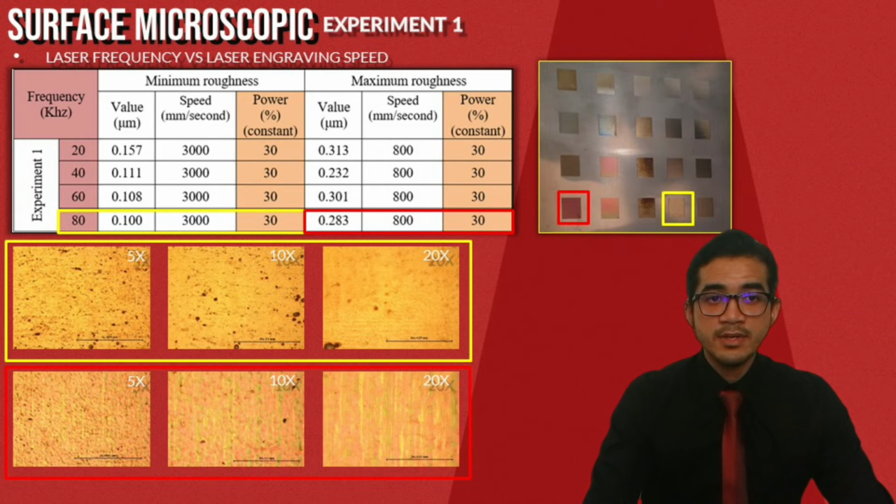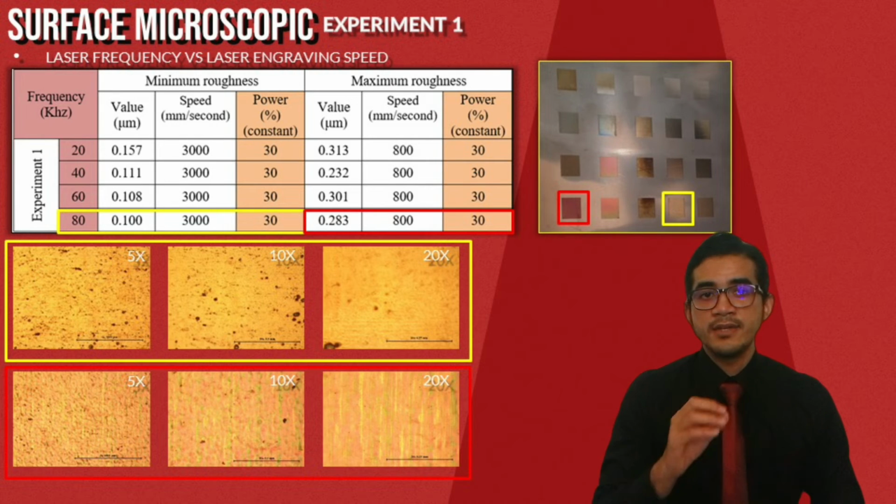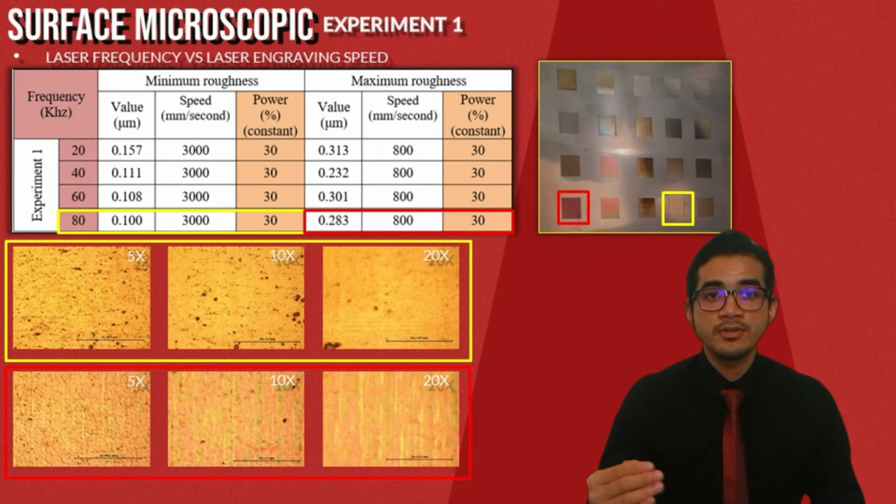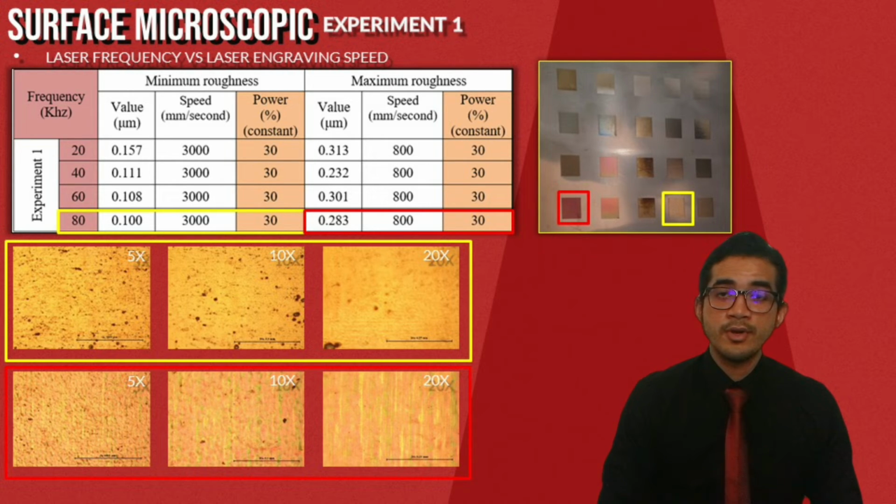For the maximum roughness, in the 5x scope the violet color is still obvious, and in the 20x scope we can see that the surface is irregular, with cracks and dots, which contribute to the high surface roughness value of 0.283 micrometer. The irregularity of the surface is caused by the melting process in the engraving process.